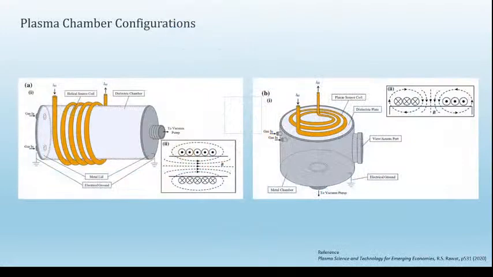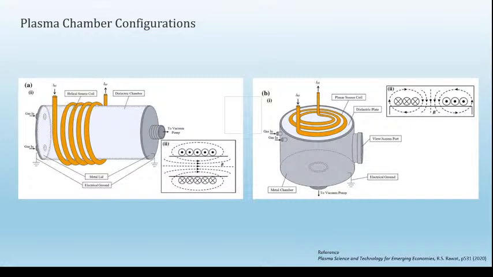So let's jump into today's topic, plasma system. In today's plasma systems there are two typical RF coil configurations. One is the helical coil and the other one is the planar RF coil. On the left hand side here, we have the helical coil.